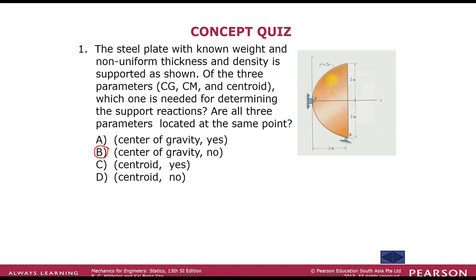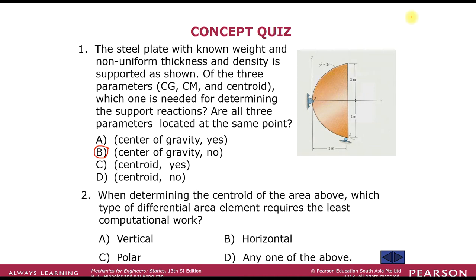When we determine the centroid of the area above, just the centroid, which type of differential element requires the least computational work? Horizontal or vertical element? Is it with respect to one of the axes or just any? The answer would be the vertical element here, because it's already being expressed as y squared equals 2x, so we can just substitute the y combination with the x equation.